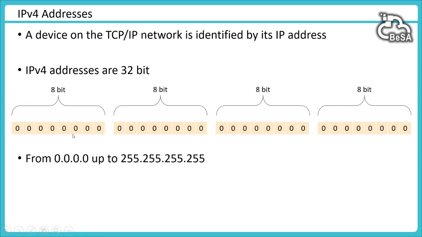If I put everything as a zero, the minimum number I would get will be 0.0.0.0. And if I go to the maximum, it will be all ones. That will be 255.255.255.255. And that's why we are getting this information, right?